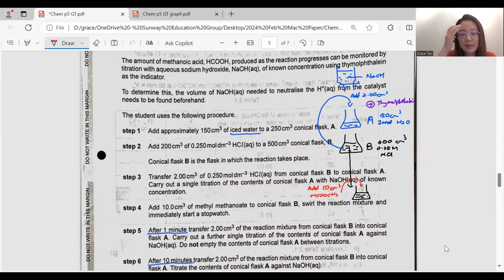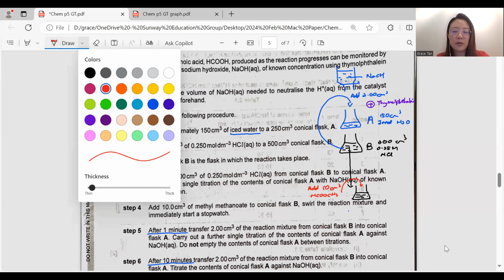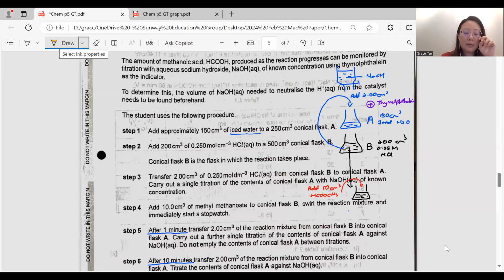So I already drew very nicely. All right, so I will just use a red color pen, or maybe I go back to the orange color pen, a bit more striking. Okay, now step 1: add approximately 150 cm³ of ice water in conical flask A. If you look over here, I drew in blue color pen. Flask A, I added 150 cm³ of ice water.